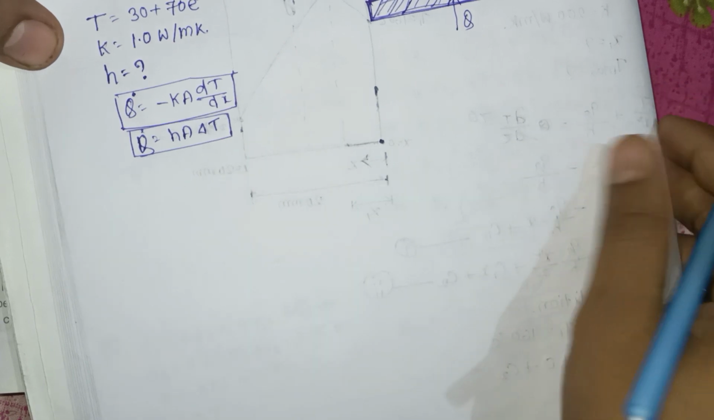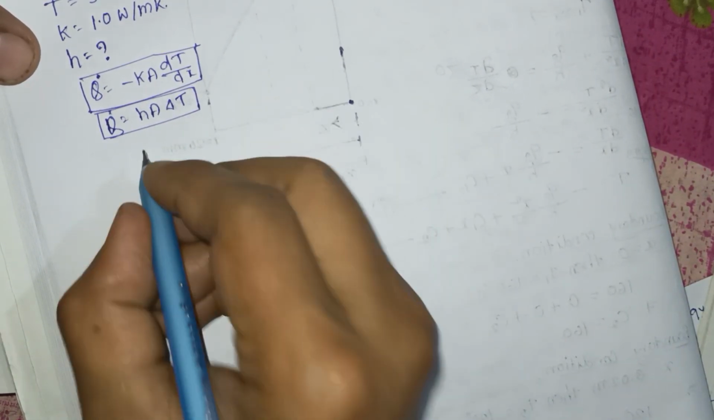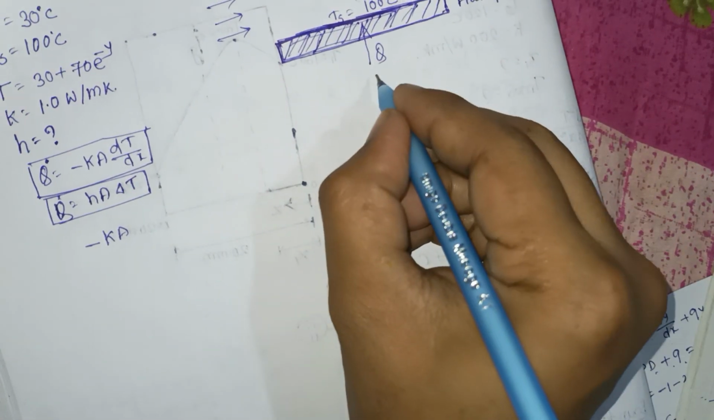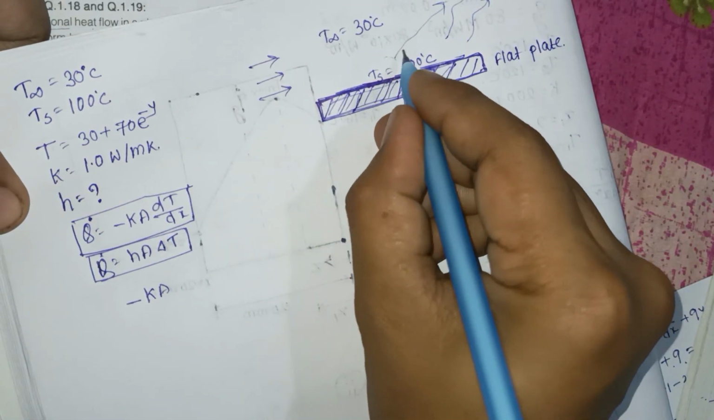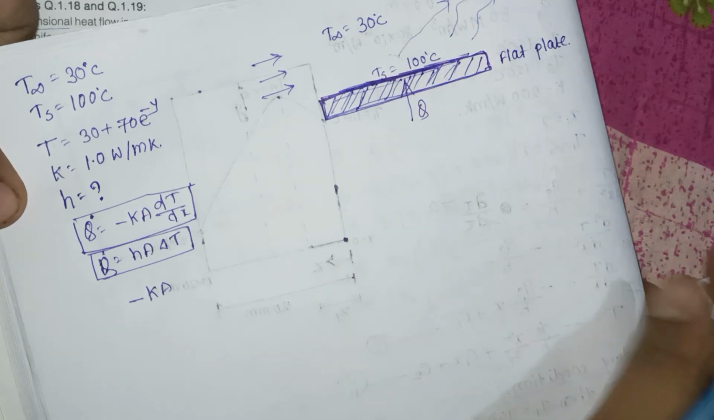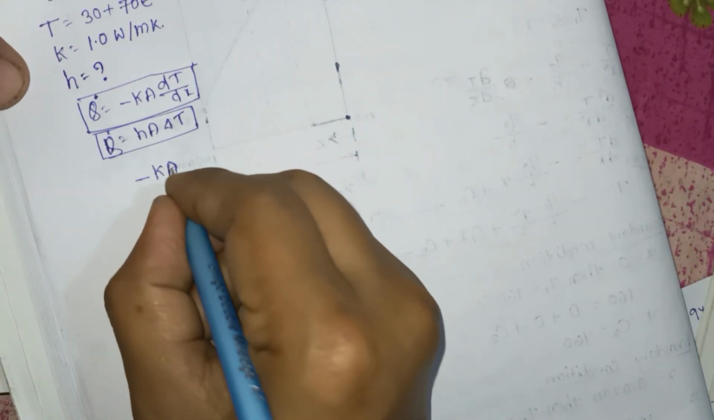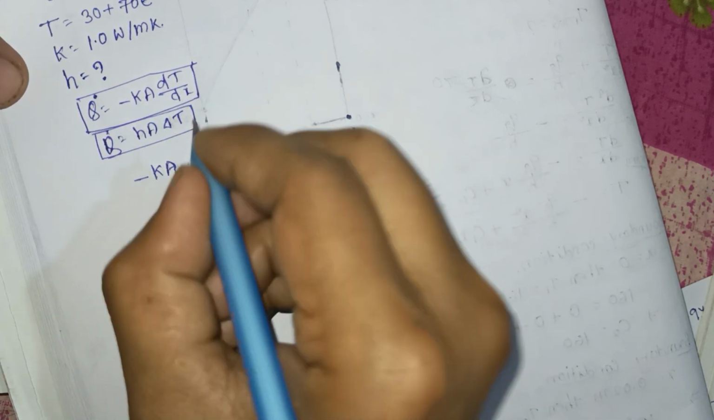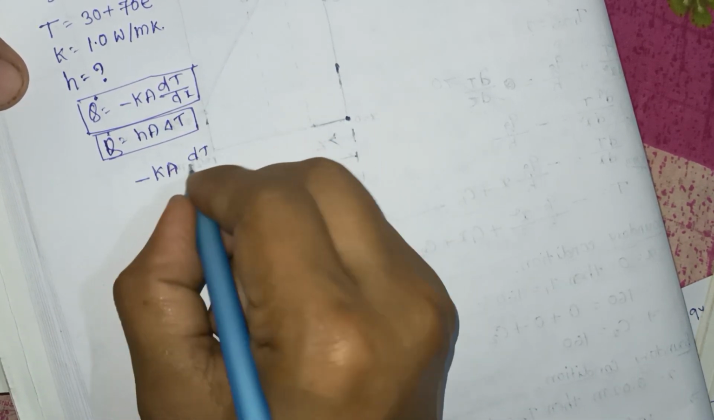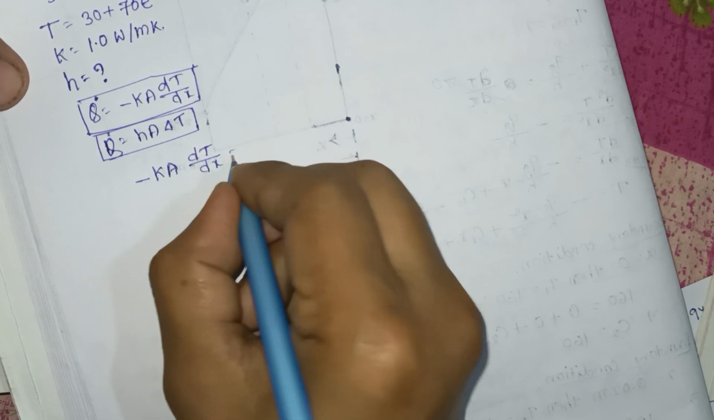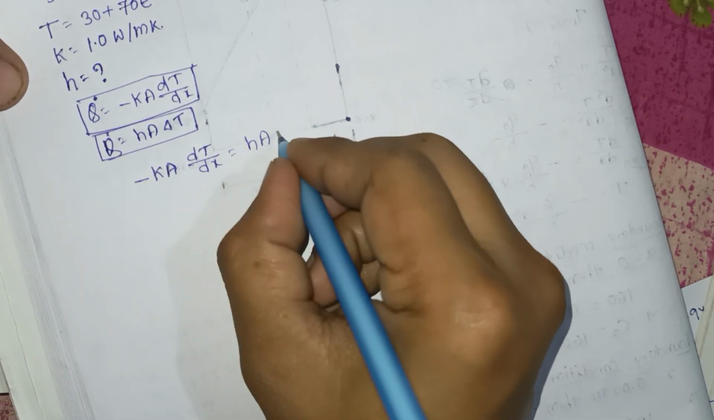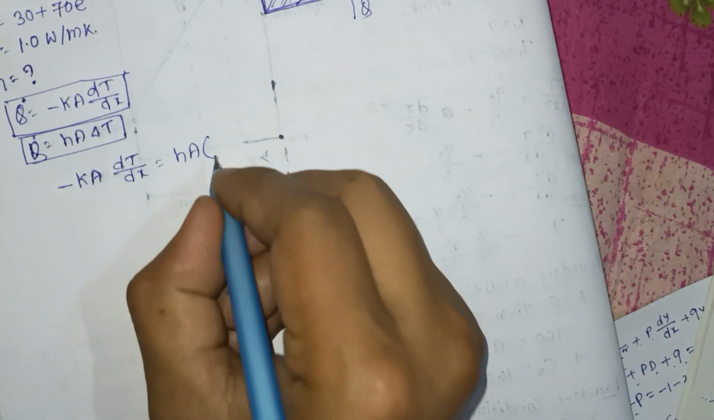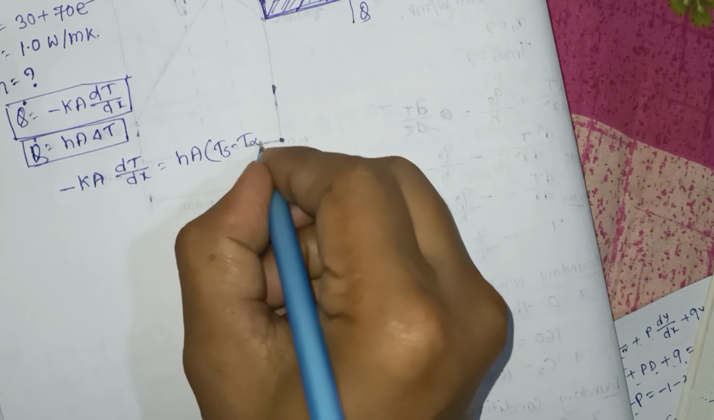Okay, if you equate this, then minus KA, if you equate this to equation, that is KA dT by dx is equal to HA delta T. Delta means Ts minus T infinity. So Ts minus T infinity.